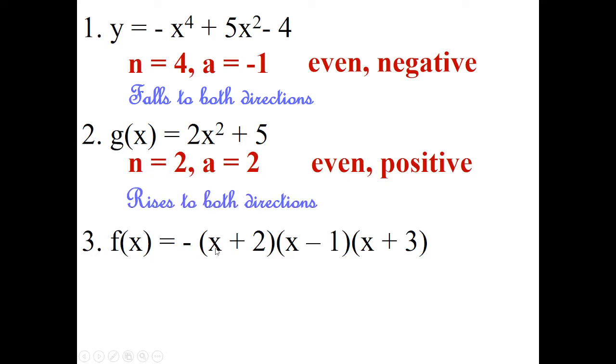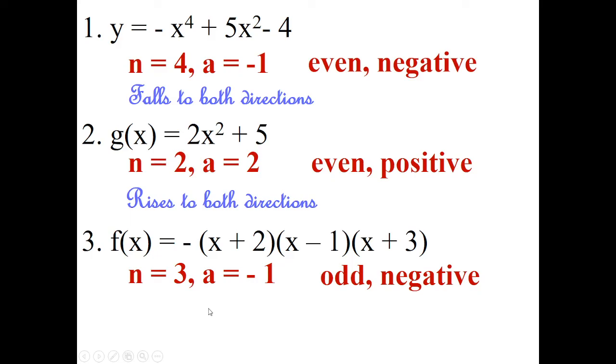Number 3, there is a negative 3x, so n is 3, a is negative 1. There is a negative sign here, so it's negative 1. So it rises to the left, falls to the right. Odd negative, so it rises to the left, falls to the right.